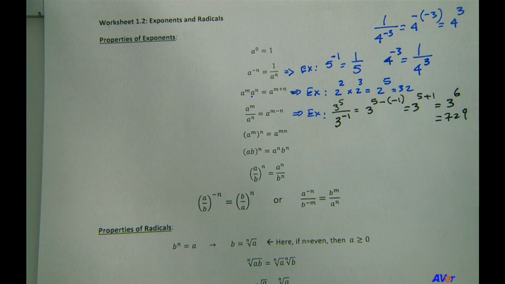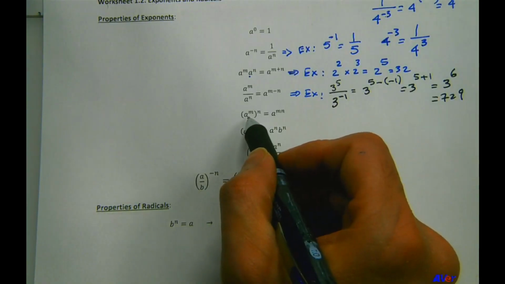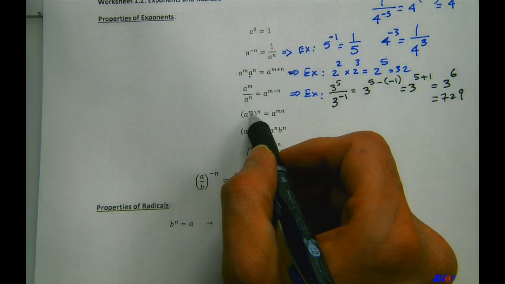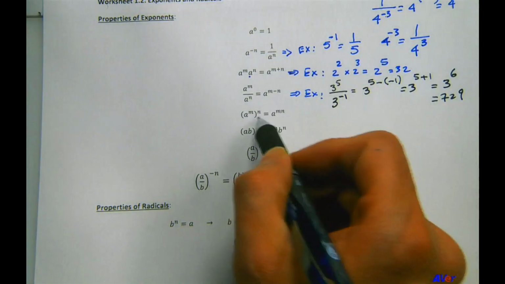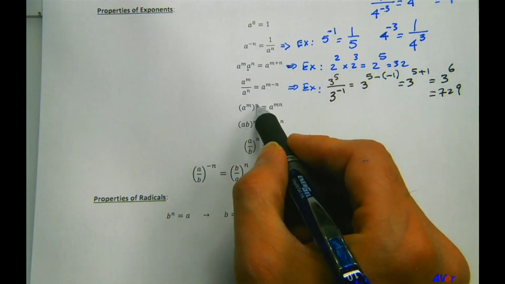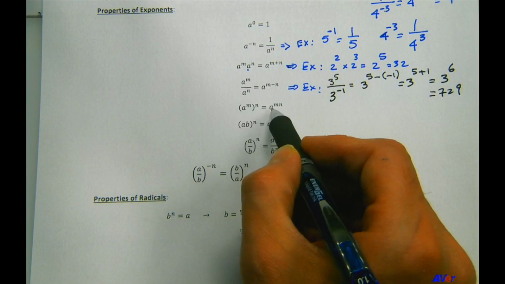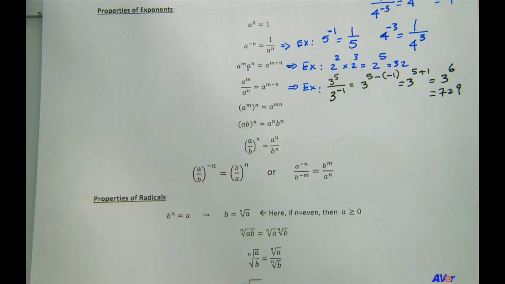Try to see what visual patterns exist in these properties. These properties are highly visual. So if you have some base a to some power inside of a parenthesis that is being raised yet to another power, n, then you can multiply the power on the outside by the power on the inside. And that would be the power of the whole thing.